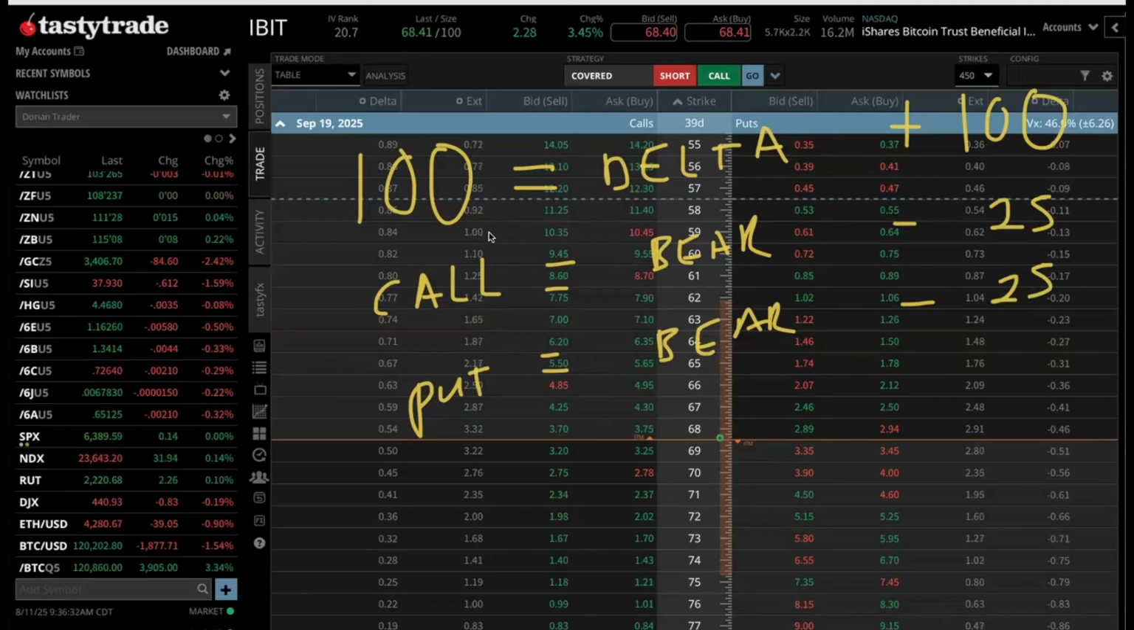So if we were going to put on a collar strategy that looked like this, of buying 100 shares, selling a call at the 25 delta, buying a put at the 25 delta, that would equal overall positive 50 deltas. So it's basically having 50 shares. You can think of it like that. You're starting off with 50 shares.